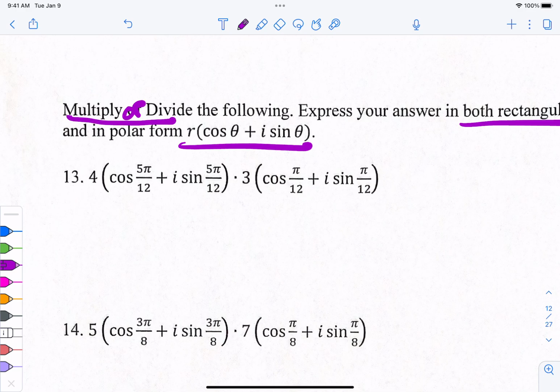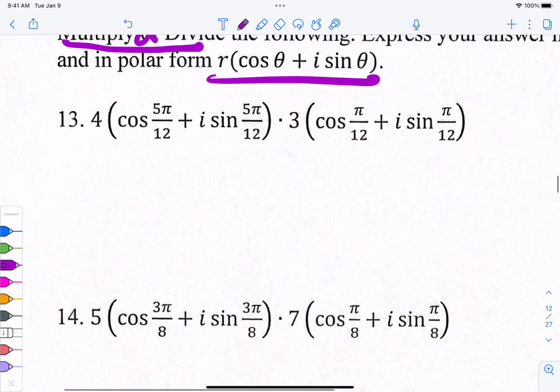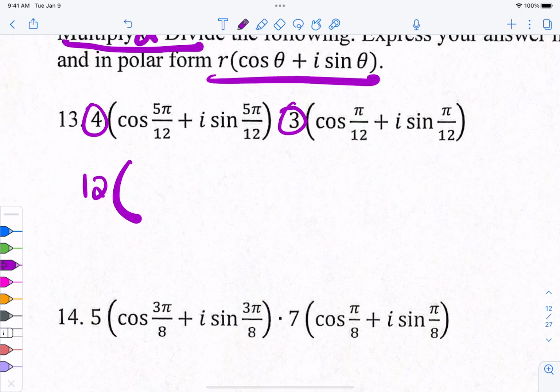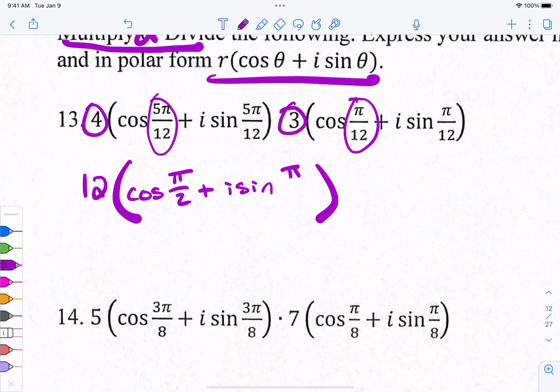So we're going to do the polar form first, and this is a multiply one. So when I'm multiplying, what's your R out in front going to be? What's your number out in front there going to be? 12. So 4 times 3 is going to be 12. Then what am I going to do to the 5 pi over 12 and the pi over 12? Add them together. So what's 5 pi over 12 plus another pi over 12? Pi over 2. It's 6 pi over 12, which is pi over 2. So cosine of pi over 2 plus i sine of pi over 2. Got that? Do you see how we got that? This is polar form.